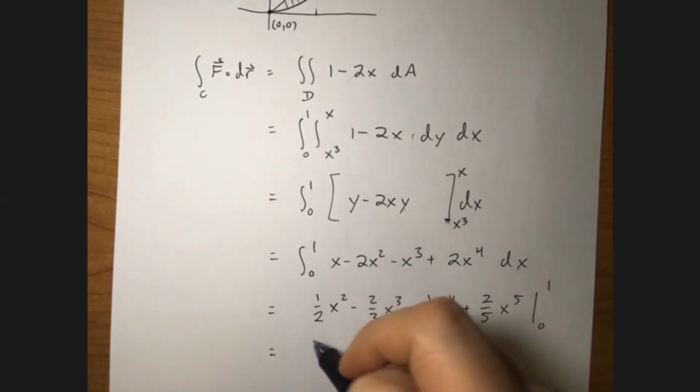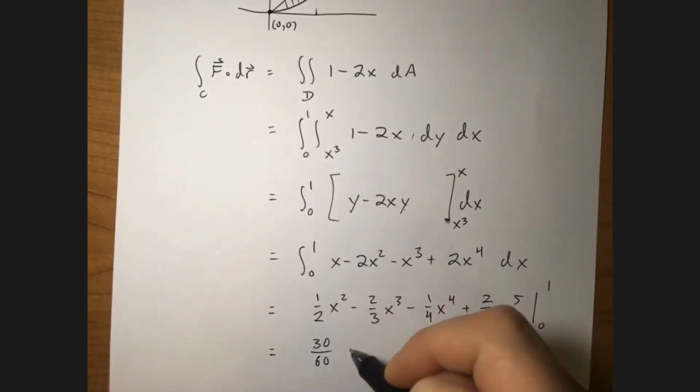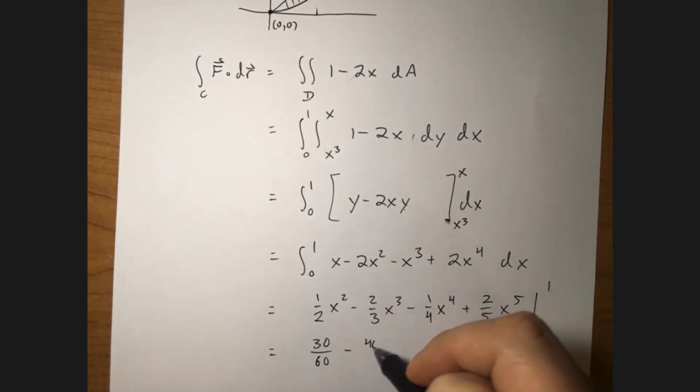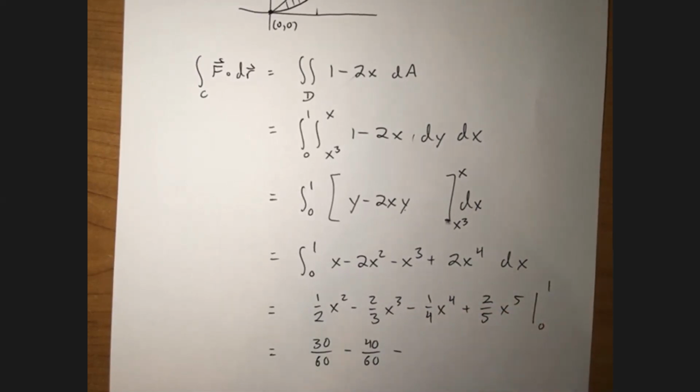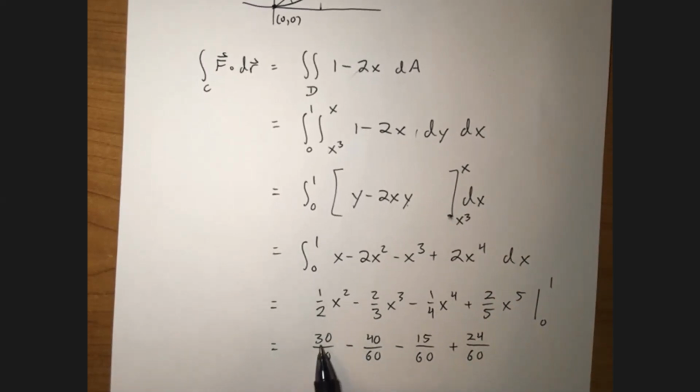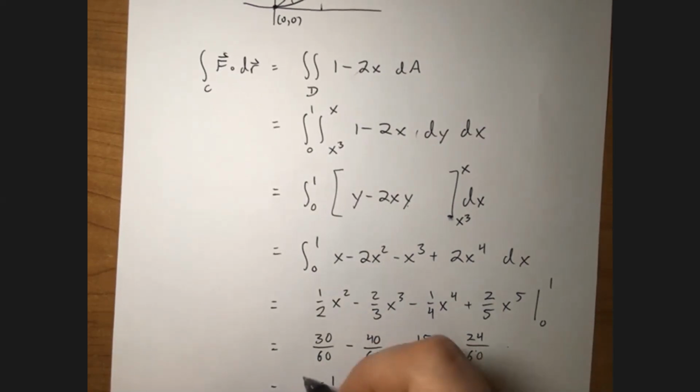Well, that's 30 over 60 is a half, minus 40 over 60, minus 15 over 60, right, plus 24 over 60. Just getting a common denominator, that's all. So 30 minus 40 is negative 10, minus 15 is negative 25, plus 24 is negative 1. So my final answer is negative 1 over 60.